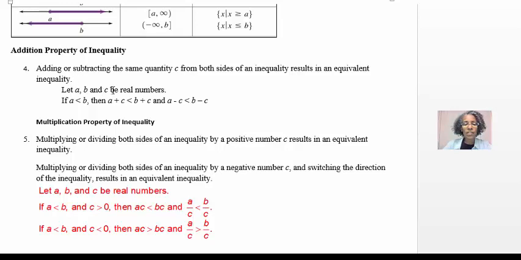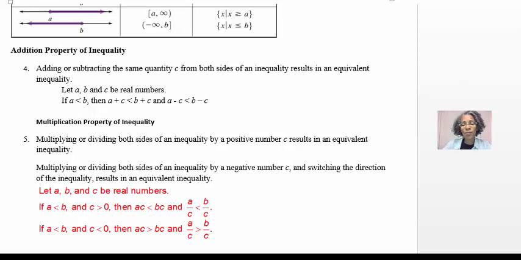So if A, B, and C are real numbers, if A is less than B, then A plus C is less than B plus C, and A minus C is less than B minus C. And here you could replace the less than with less than or equal to, or you could replace it with greater than, or with greater than or equal to. And you would have three corresponding statements.